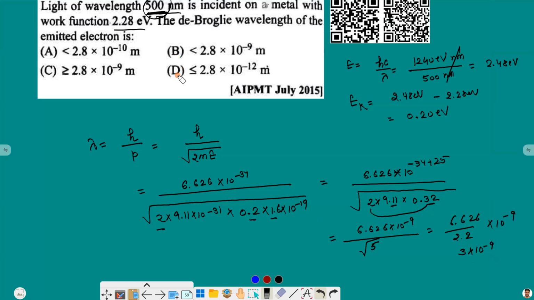So the only viable option: one option we have is less than 2.8, and one option we have is greater than or equal to 2.8 into 10 raised to power 9. So we will go with option C, as we are getting more than 2.8. If you want exact calculation, you can also do exact calculation.